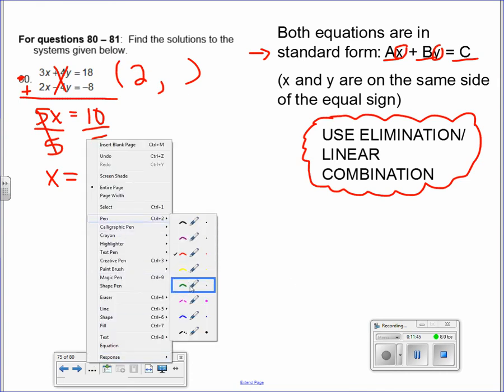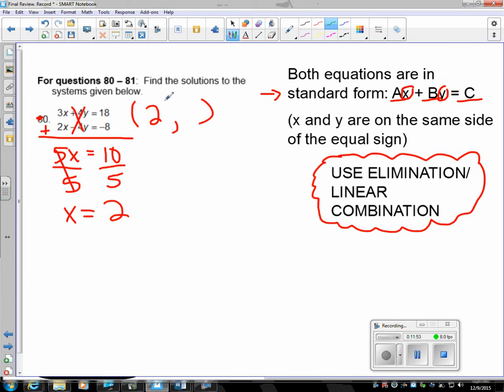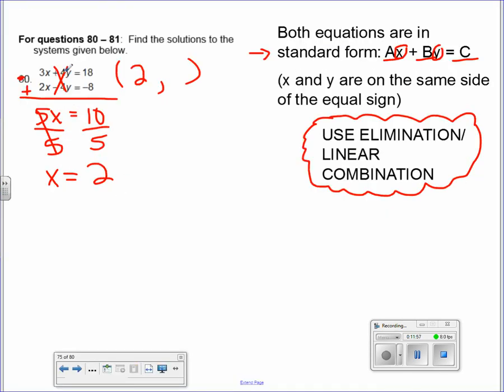Now let me go ahead and solve for y. So what you're going to do is you're going to choose either the top equation or bottom equation, and you are going to plug in. So I'm going to choose the top equation.